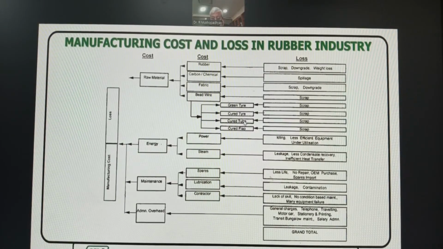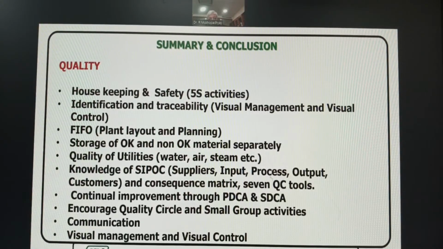Then green tire, cured tire, this is also scrap. This is losses. Energy, power, steam, idle running, leakage, all those. This is also cost. Then you get maintenance and the administration. This total cost, if you want to reduce, then we have to analyze this data and try to see what best one can do.